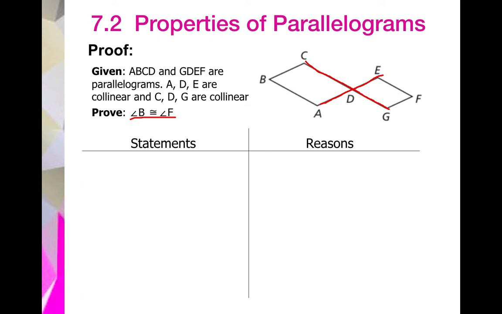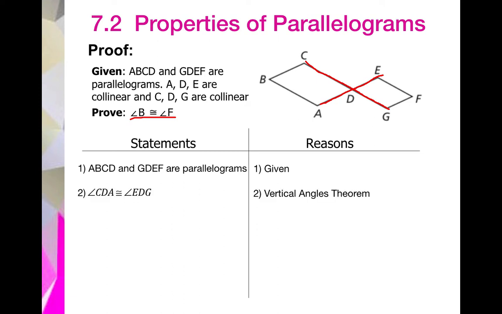So the first thing we're going to state is that these are two parallelograms, and that's given. And then the next thing that we notice is that at the cross of these two lines right at the point D, the angles are going to be congruent because they're vertical angles. So we can say that CDA and EDG are congruent to each other.